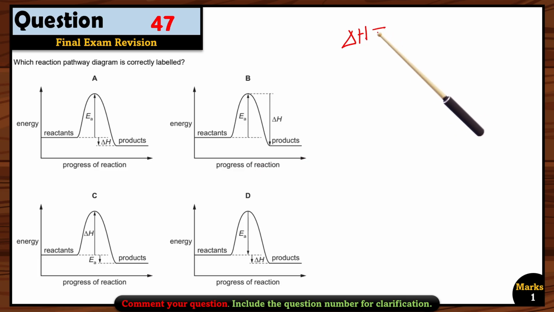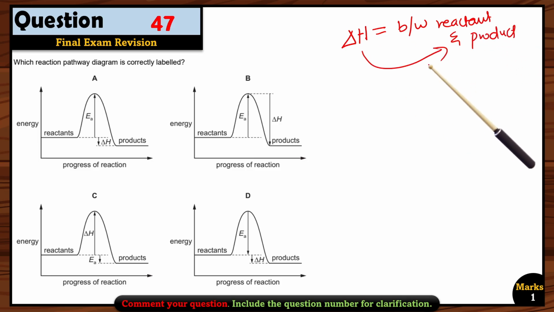How do you know what is delta H? It is always between reactant and product. Wherever the words reactant and product are written, the space between them is delta H. Can you see here, this is your reactant, this is your product, so the space between them is actually delta H. So this option is right.